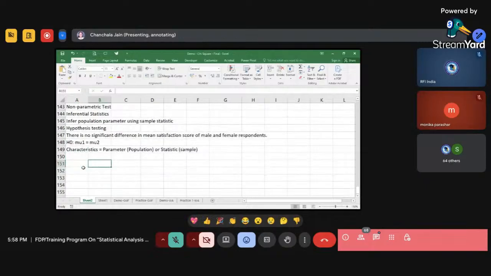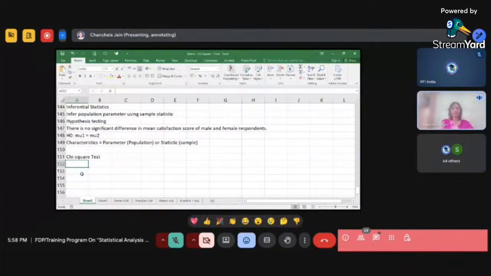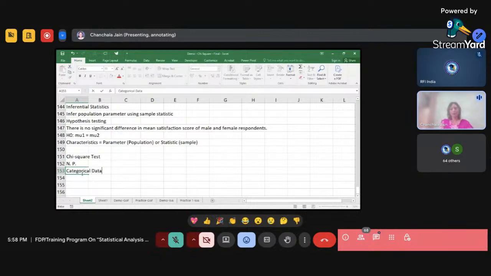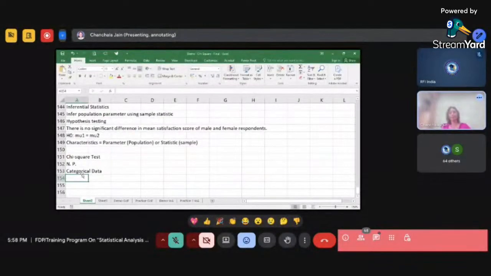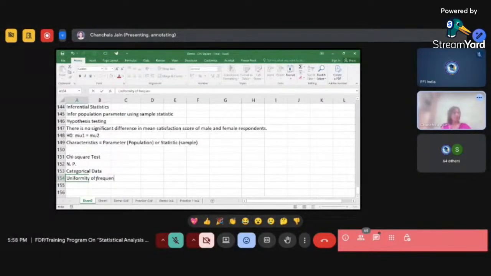Now, today I'm talking about the chi-square test, which is one of the non-parametric tests, right? So when you are talking about chi-square test, first thing is it is non-parametric. Second thing, it is based on categorical data. For categorical data, you are using the chi-square test. Purpose is you want to see the uniformity of frequency, whether the frequency is same or not. This is what you want to check, right?